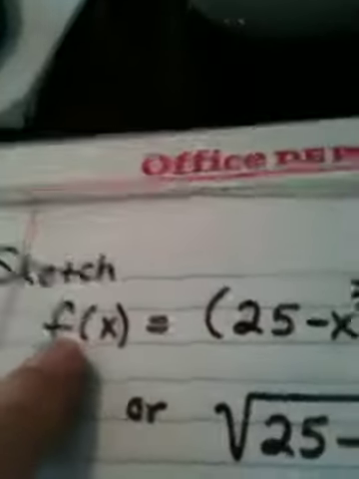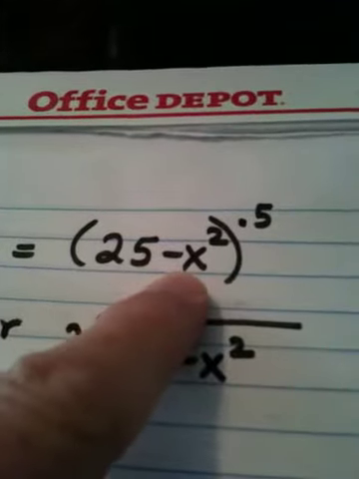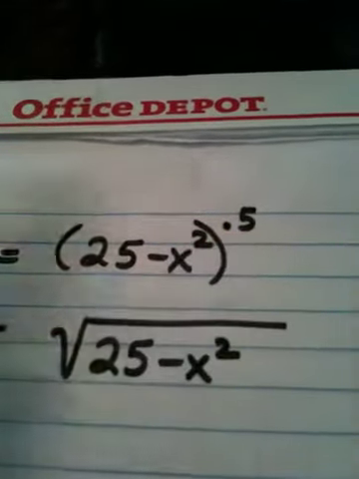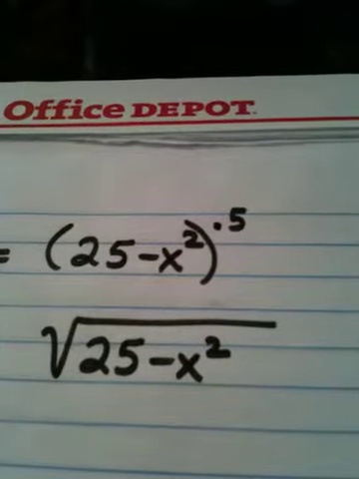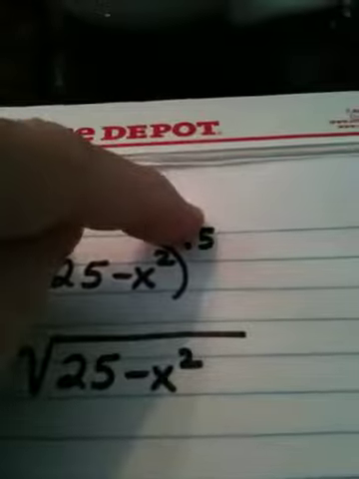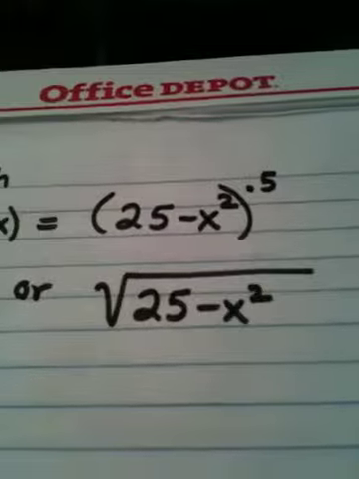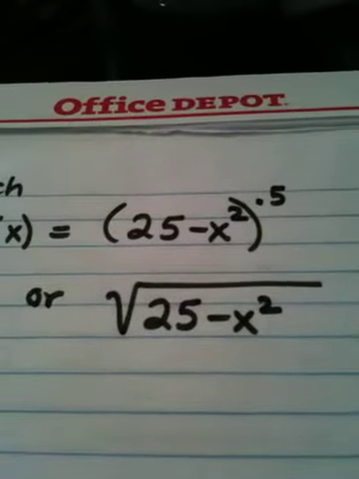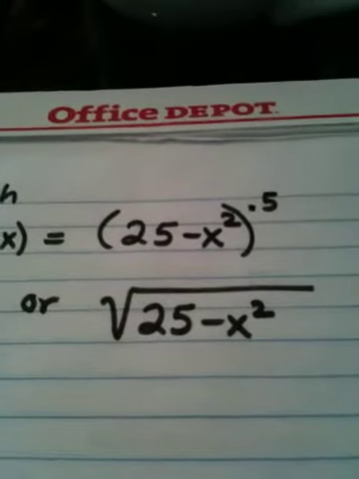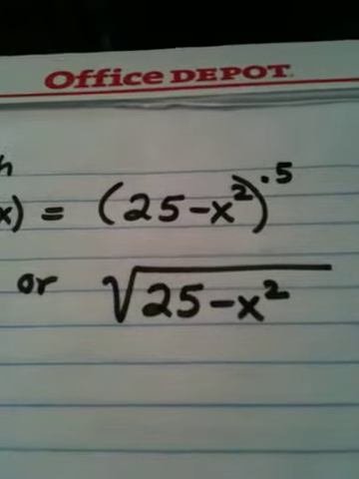Okay, ladies and gentlemen, this question gives us the function 25 minus x squared raised to the 0.5 power. Now, what you need to remember from a previous course is that raising something to the 1/2 power is the same as taking the square root of it. That's the definition of a fractional exponent. So when you have the 1/2 power, that means you're taking the square root of it. If you raise something to the 1/3 power, you would be taking the cube root of it, and so on.